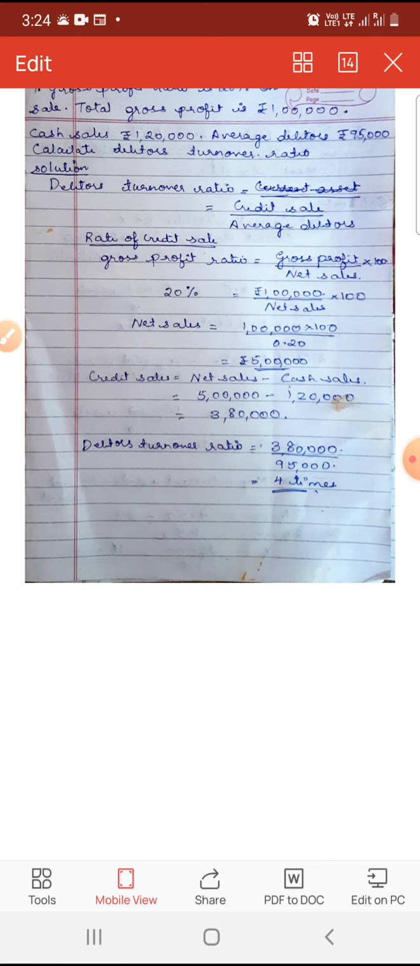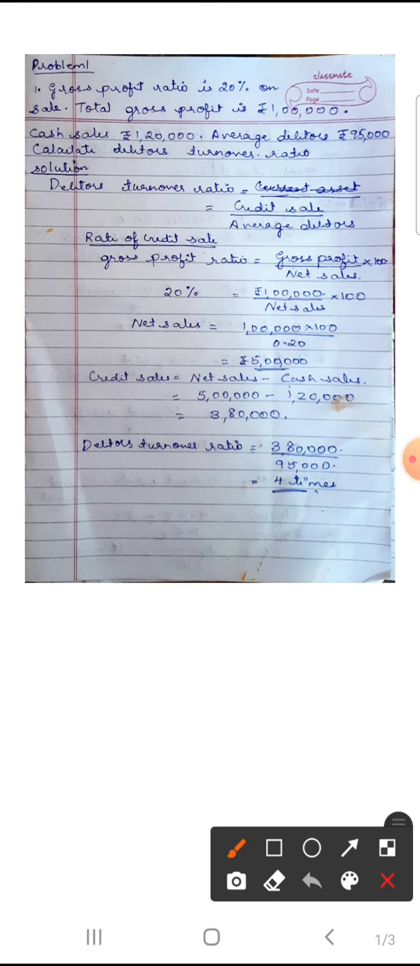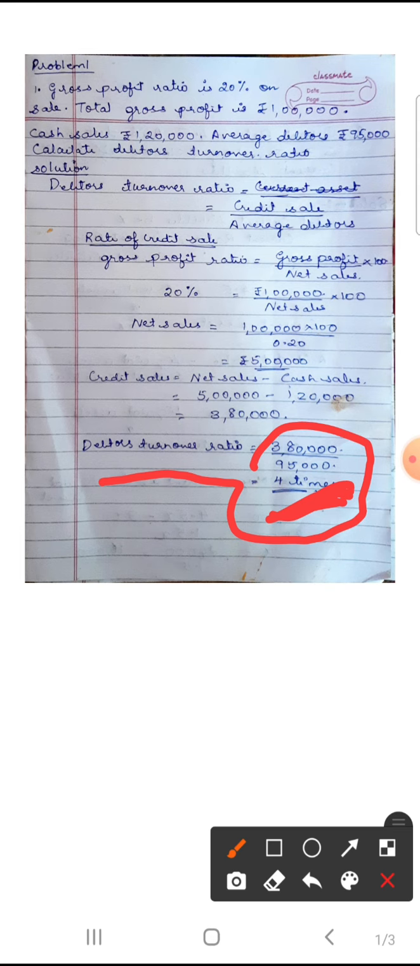So gross profit is 1 lakh, divided by net sales into 100. Gross profit ratio is 20%. If you apply the formula, you will get net sales is equal to 1 lakh into 100 divided by 20, you will get 5 lakh. So credit sales is equal to net sales minus cash sales, that is 5 lakh minus 1 lakh 20,000, it is 3 lakh 80,000. Now debtors turnover ratio is 3 lakh 80,000 divided by 95,000, you will get 4 times. So the answer is 4 times.